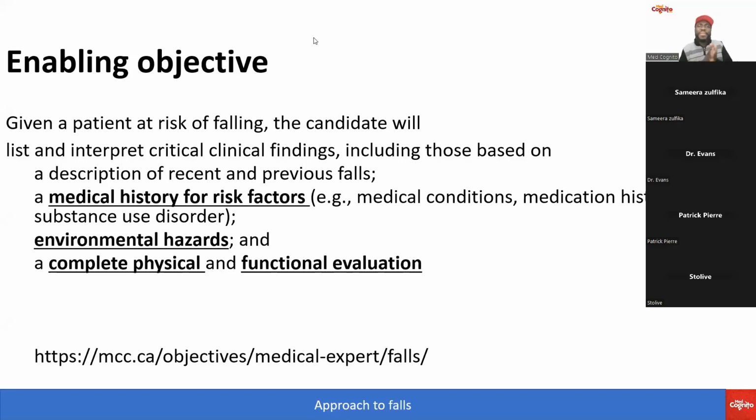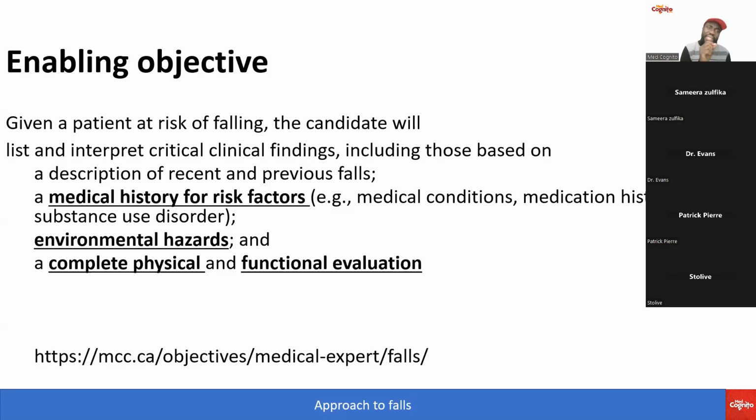Then you go to the enabling objective. It says that given a patient at risk of fall, again they're using that risk, the candidate will then, number one, listen and interpret critical clinical findings, including those based on a description of recent and previous falls.